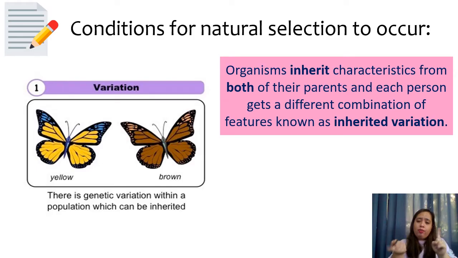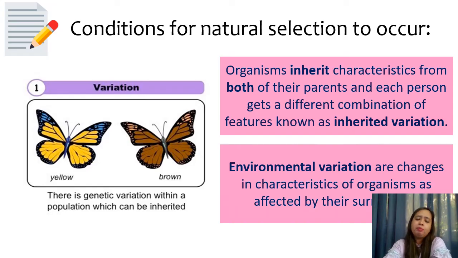There is a crossover that happened wherein there's an exchange of genes between your chromosomes, and because of that, there could be inherited variation that could also happen. So variation is a condition that should be accomplished for natural selection to occur. Now, there are environmental variations also that we're going to talk about. Environmental variations are changes in characteristics of organisms as affected by their surroundings.